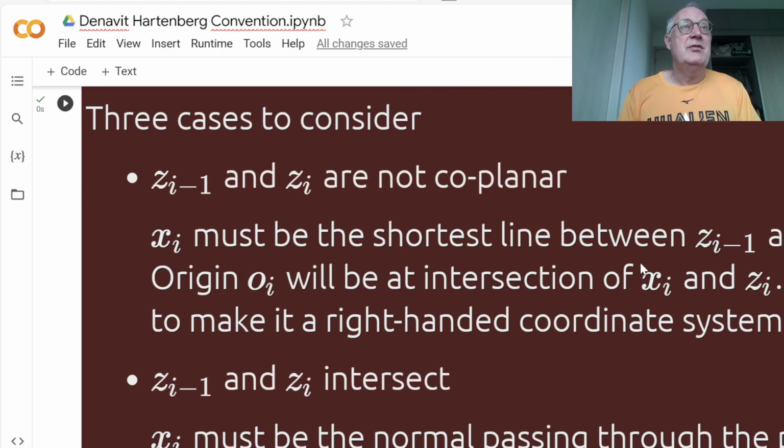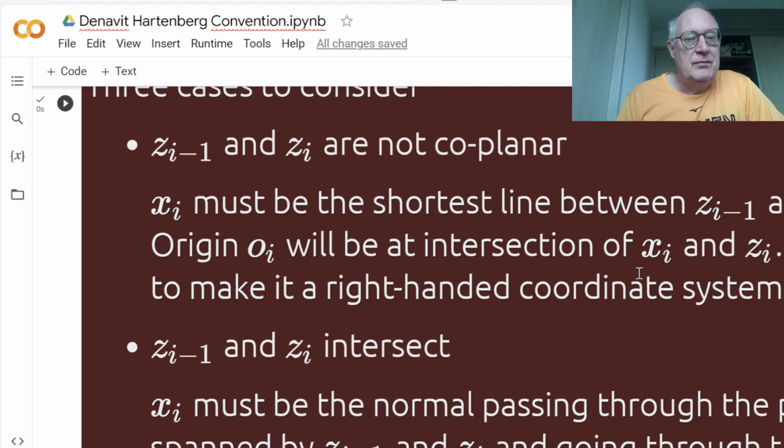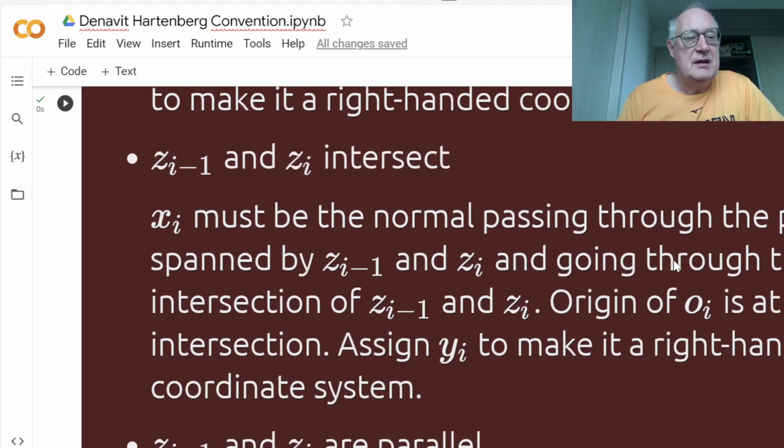Then it means that z_{i-1} and x_i are guaranteed to be perpendicular to each other, and I can get from frame i-1 to frame i by going along z and then going along x. I go along z by distance d, and I go along x by distance a, two of the parameters of our Denavit-Hartenberg formulation. Now, that's one case. The other case is that z_{i-1} and z_i intersect.